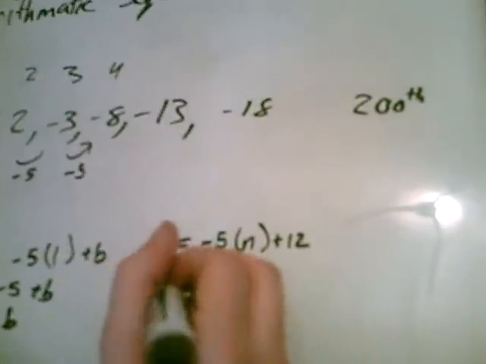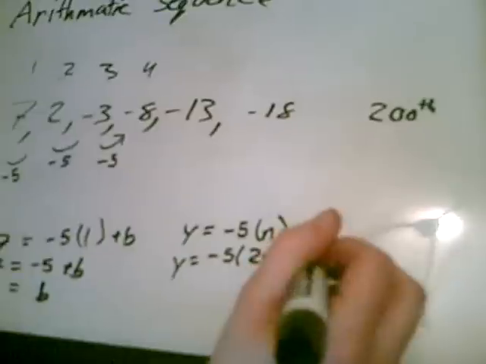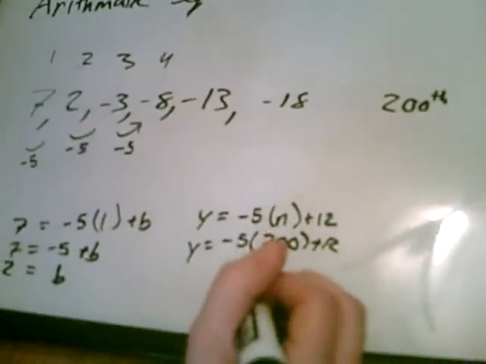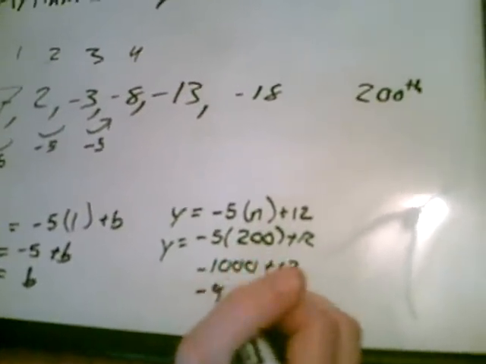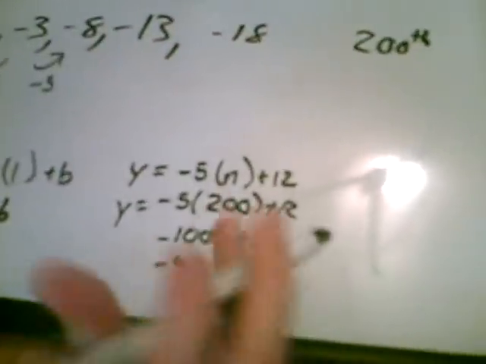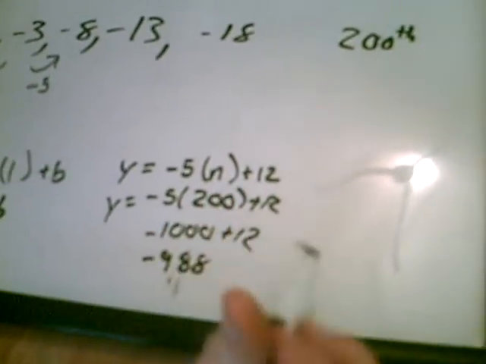So now you know the equation of this. So if I plug in 200 for n, I have y equals negative 5 times 200 plus 12. And that's negative 1,000 plus 12. Negative 988 is going to be the value of that. Arithmetic sequences are always linear functions.